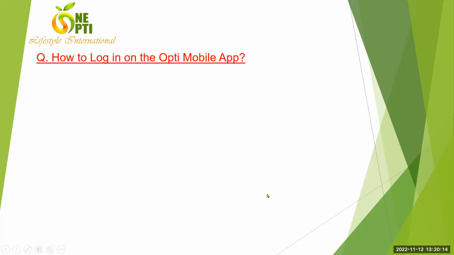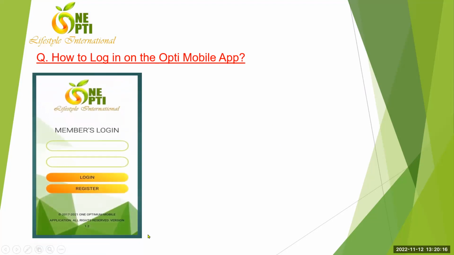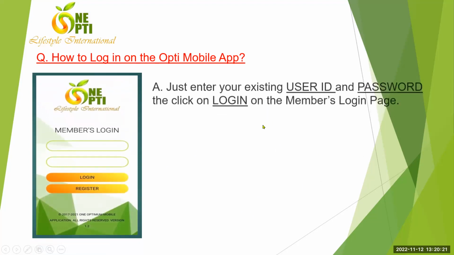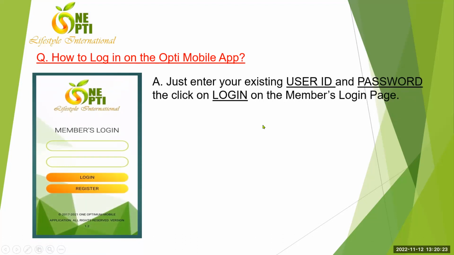So basically, here is the interface or the page where you can log in. You just have to enter your existing user ID and password and click on login on the members login page. So this is the members login page. This is how it looks when you access it on your phone. Of course, it will have a different interface if you access it on your personal computer or laptop.